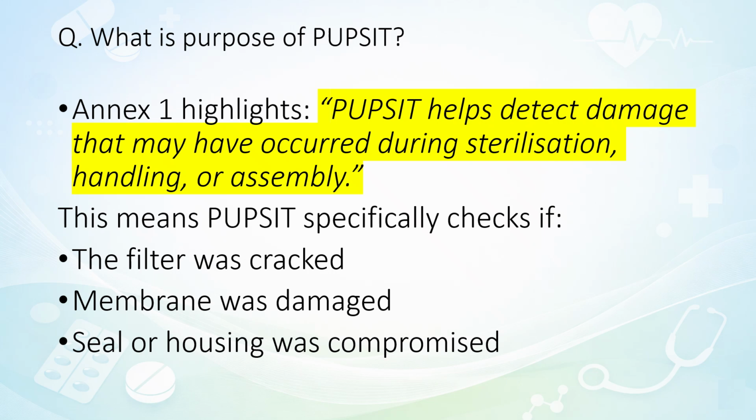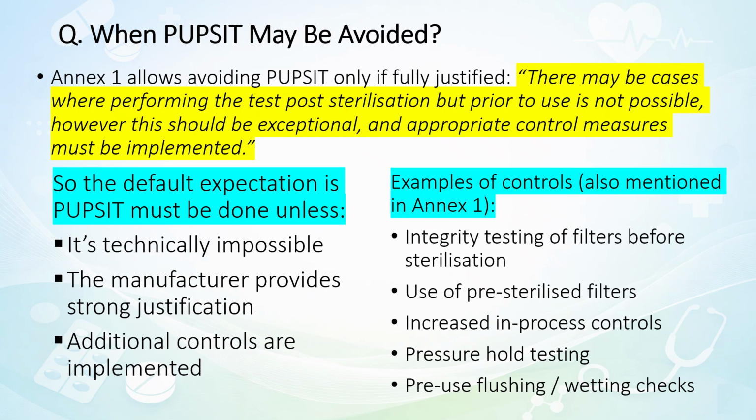What is the purpose of PUPSIT? Annex 1 highlights that PUPSIT helps detect damage that may have occurred during sterilization, handling, or assembly. This means PUPSIT specifically checks if the filter was cracked, the membrane was damaged, or the seal or housing was compromised.